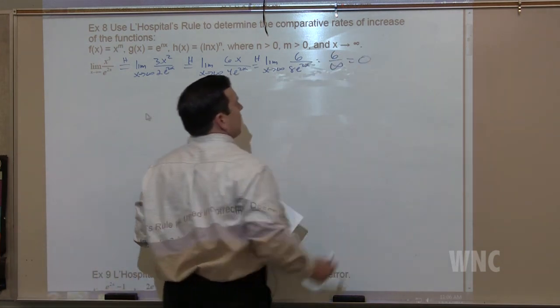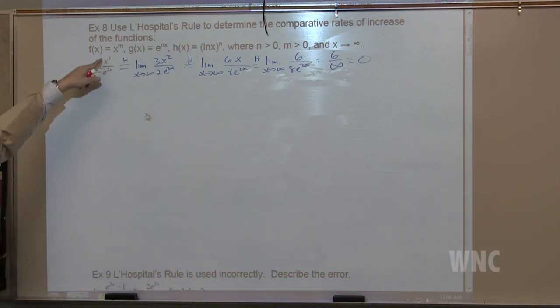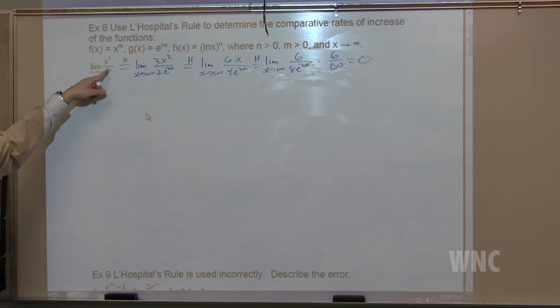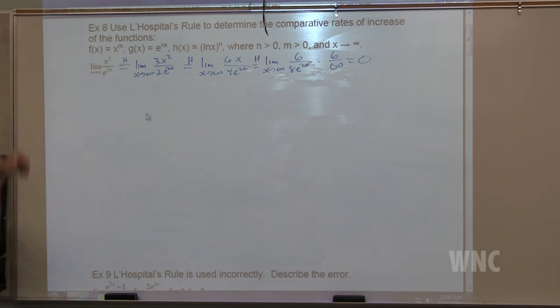that's just 0. So what this is saying is that e to the 2x grows faster than x to the third power. In fact, e to any power, exponential I say, with a variable in the power, is going to grow faster than x to any power, as long as m is a real number.